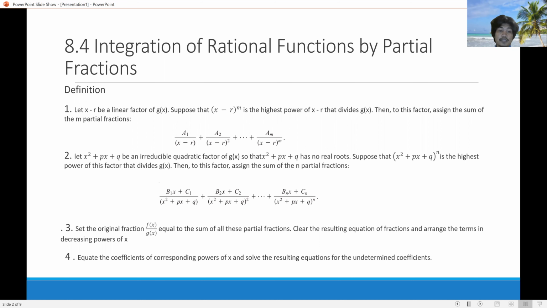Step 3: set the original fraction, f of x over g of x, equal to the sum of these partial fractions. Clear the resulting equation of fractions and arrange the terms in powers of x. Step 4: equate the coefficients of corresponding powers of x and solve the resulting equations for the undetermined coefficients.